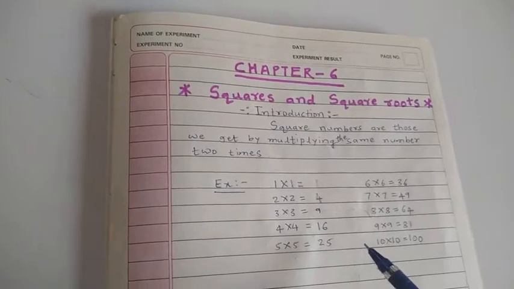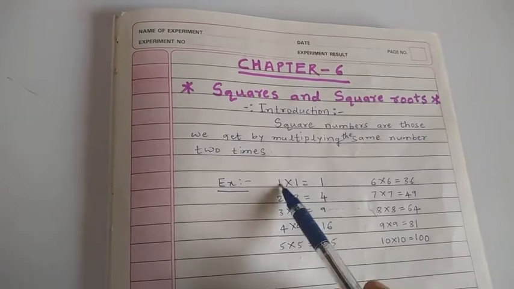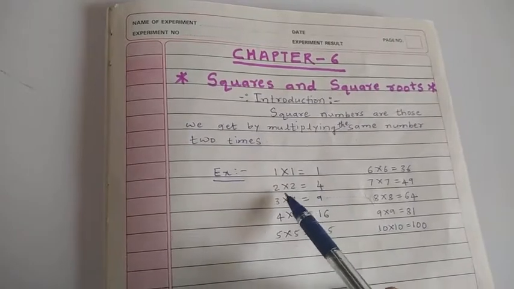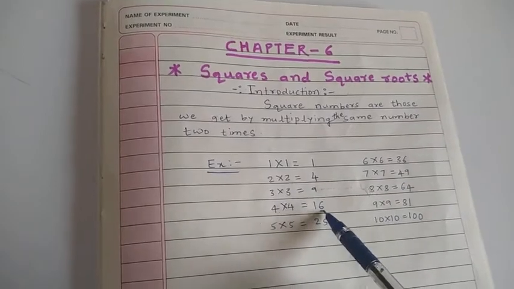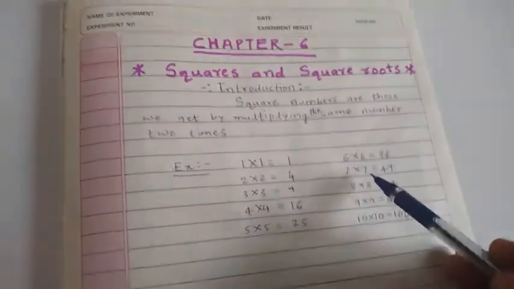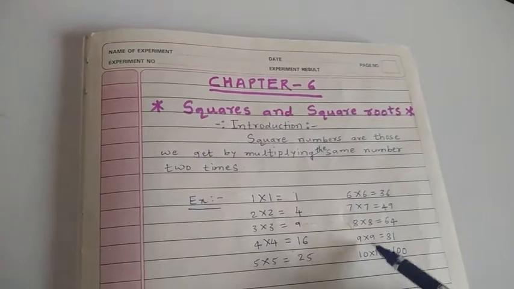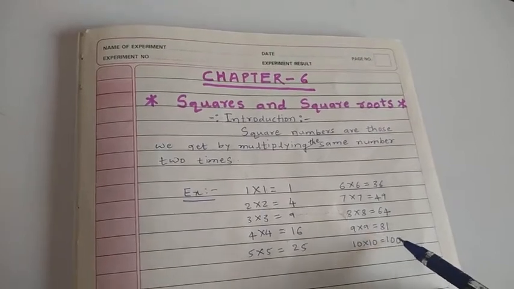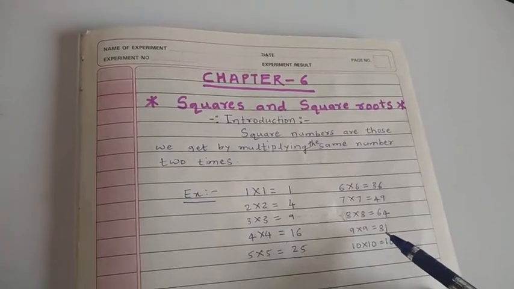For example, if I take 1 and multiply it 2 times, I take the same number. 1 into 1 is equal to 1, 2 into 2 is equal to 4, 3 into 3 is equal to 9, 4 into 4 is equal to 16, 5 into 5 is equal to 25, 6 into 6 is equal to 36, 7 into 7 is equal to 49, 8 into 8 is equal to 64, 9 into 9 is equal to 81, and 10 into 10 is equal to 100. Not only these numbers, every number has a square number.